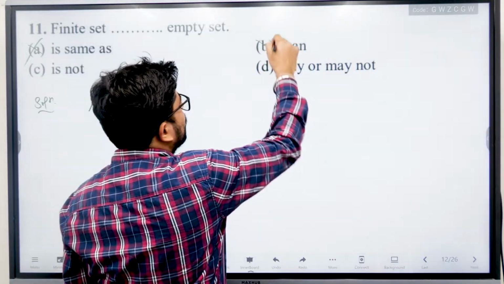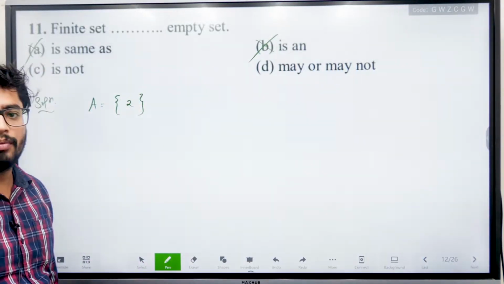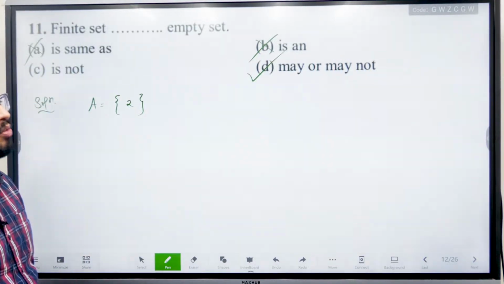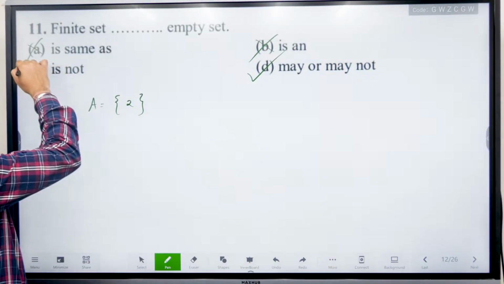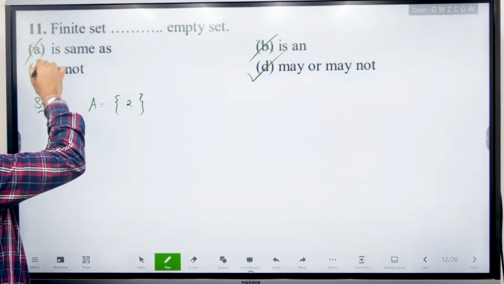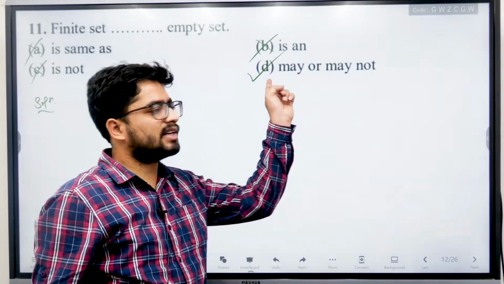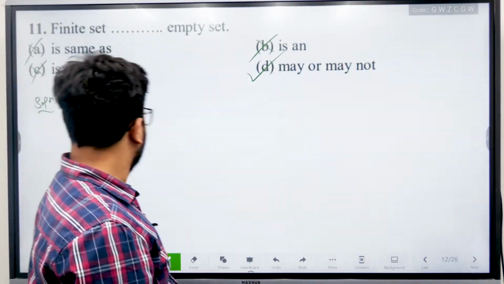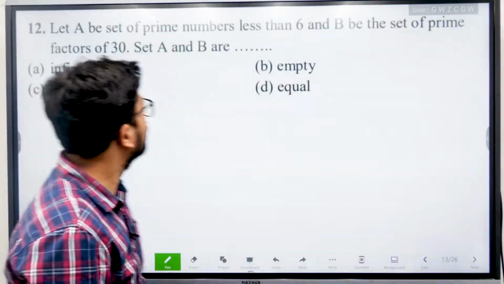Is an empty set? No. A finite set may or may not be an empty set. Yes, a finite set may or may not be an empty set. Is not an empty set? No. A finite set may be an empty set. So your final answer is here, that is D. A finite set may or may not be an empty set. Got it? Now next one.